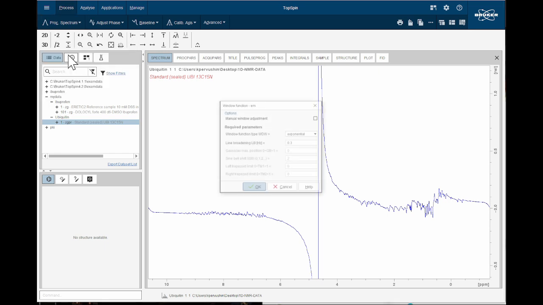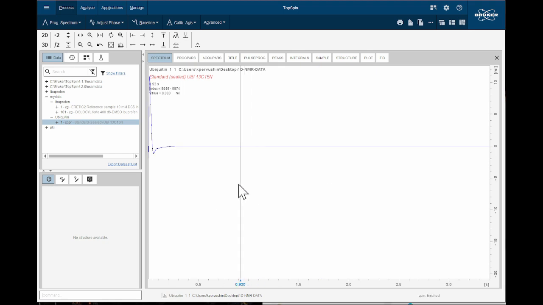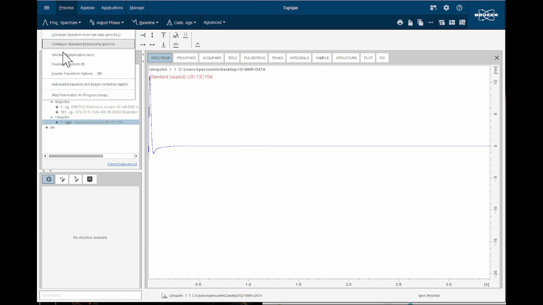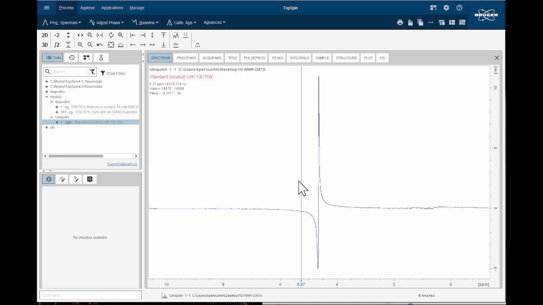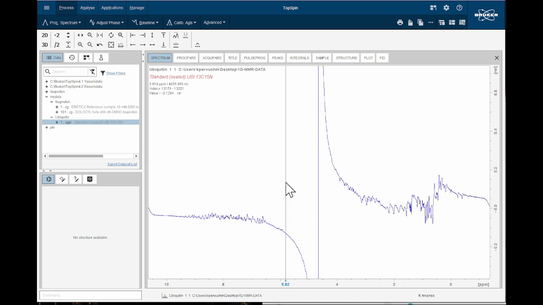First, we define the window multiplication. For small molecules, we used an exponential window with relatively low broadening. For the protein, where the lines are significantly broader, we have to use a squared sine weighting function with the sine bell shift parameter of 2. Those are typical settings for a protein. That should be followed by Fourier transform. So we do the Fourier transform.